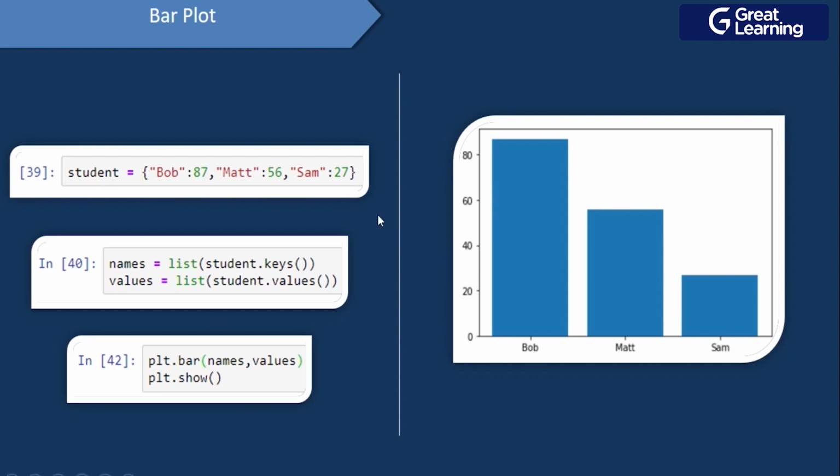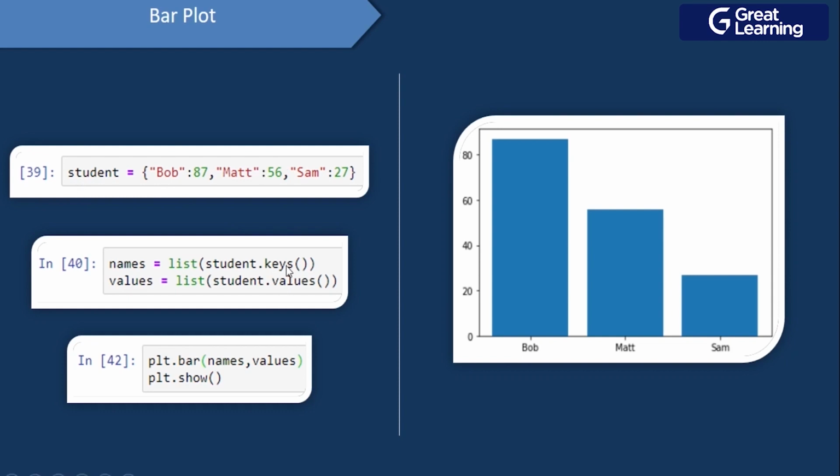So for this, we are creating a dictionary called student, and it comprises 3 key value pairs. We have Bob 87, Matt 56, and Sam 27. Now we'll go ahead and extract the names and values individually. So the names of these students are basically the keys.